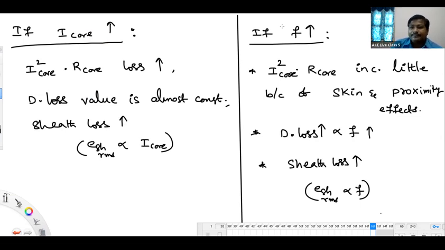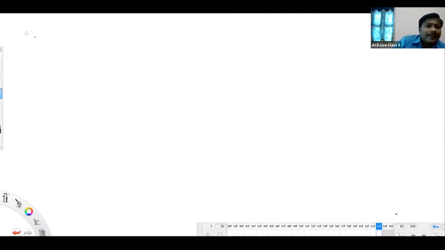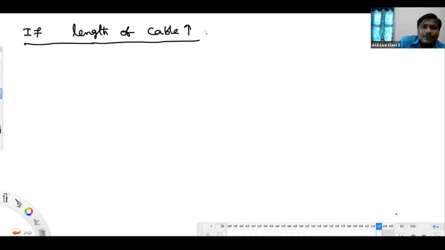Next one. If the length of the cable is increasing, of course I square R loss is increasing. I core square into R core, this loss is increasing. And dielectric loss anyhow increases.